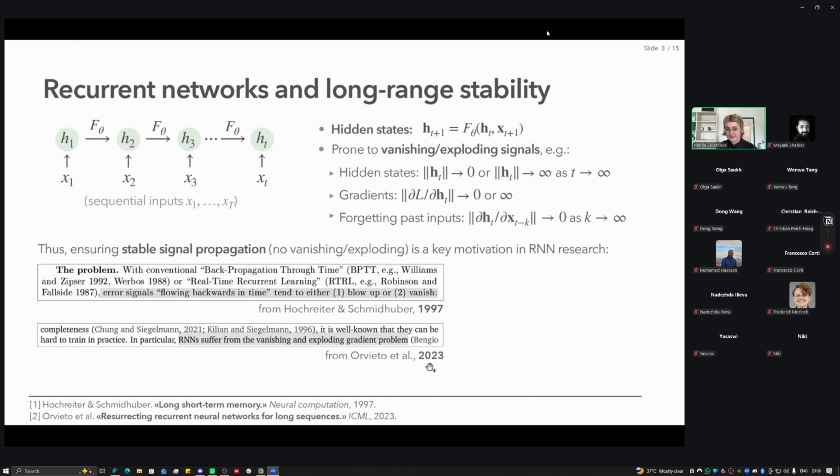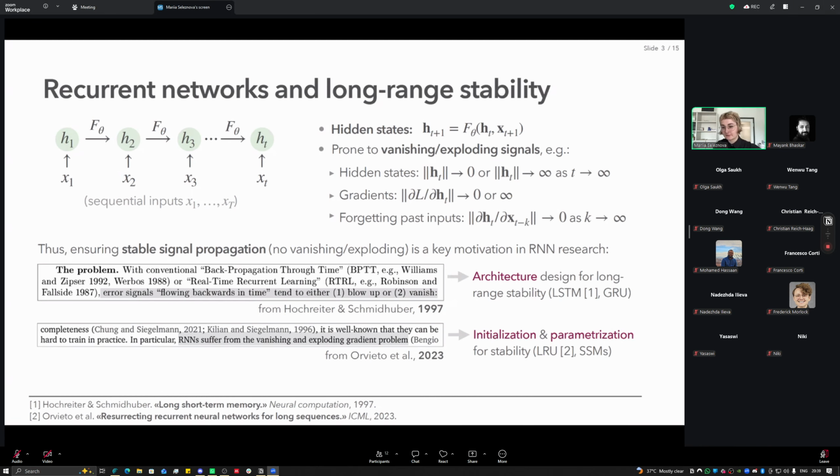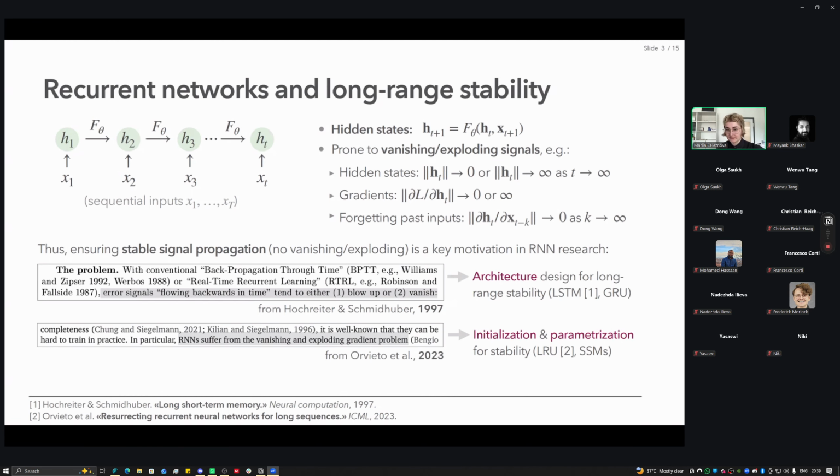And the second example is a very recent paper that introduced the linear recurrent unit model. So it's a very modern paper. But somehow both of these papers identify the vanishing and exploding signals as the problem that they want to solve with the methods they develop. And in classical recurrent models, such as in this LSTM paper, people try to ensure stability by architecture design. But in modern recurrent models, it seems like the focus is more on careful initialization and parameterization for stability.